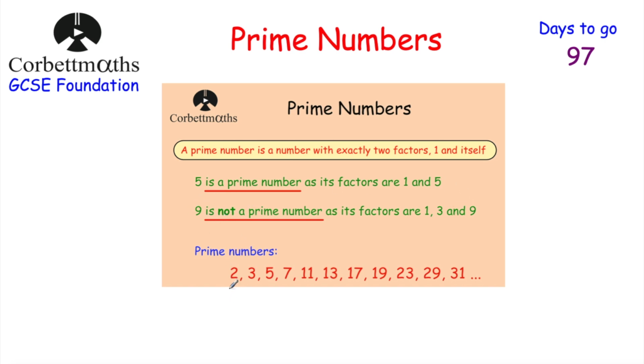And the prime numbers are 2, 3, 5, 7, 11, 13, 17, 19, 23, 29, 31, and so on. And it's important to learn your prime numbers. I generally know up to 19 off by heart. Well, actually I know a few more, but it's very useful to know those prime numbers. 2, 3, 5, 7, 11, 13, 17, 19, 23, 29, 31, and so on.